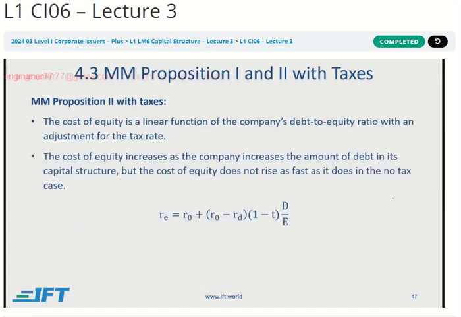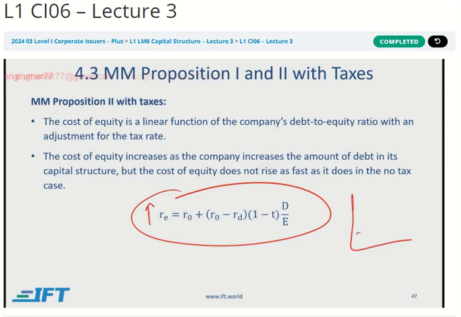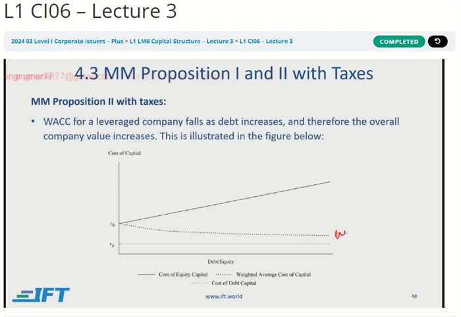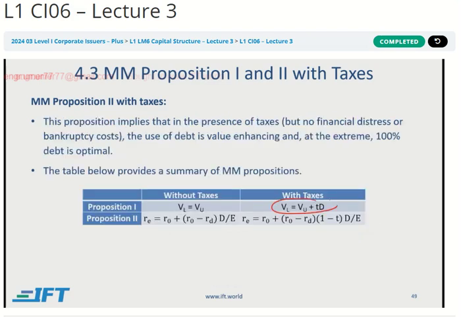Therefore, even though the cost of equity is going up, it is not at a 45-degree angle but at a less than 45-degree angle, because it is reduced by the tax benefit. So that's why your WACC smooths and slides down, which means that the value of the unleveraged firm is not going to be equal to the value of the leveraged firm because of that tax benefit.